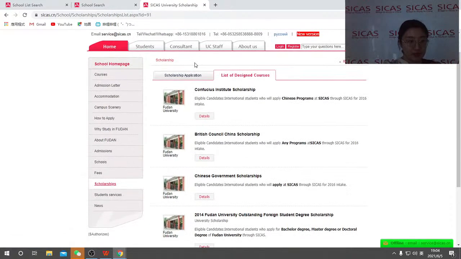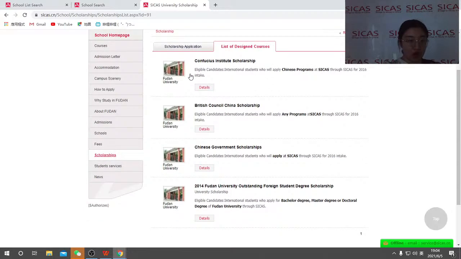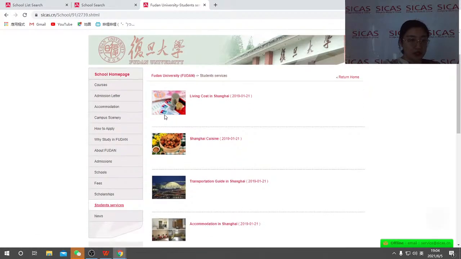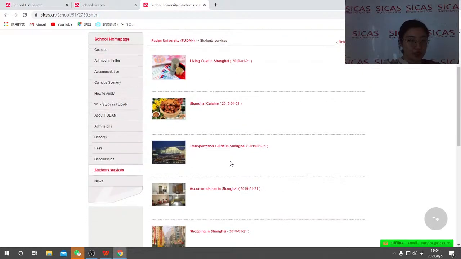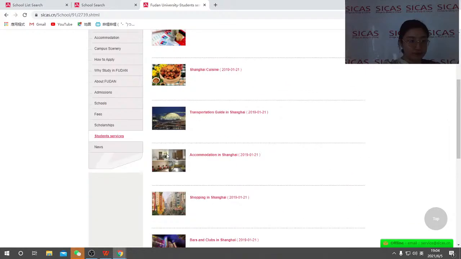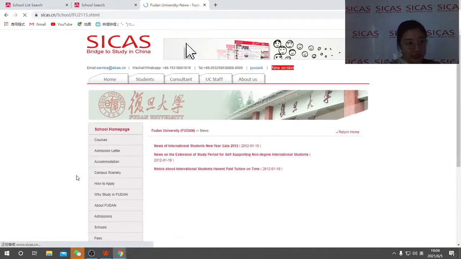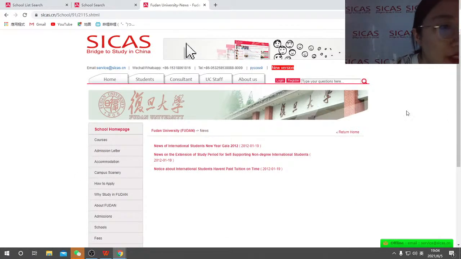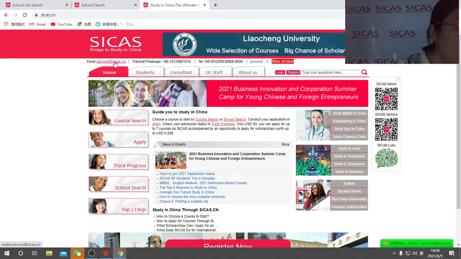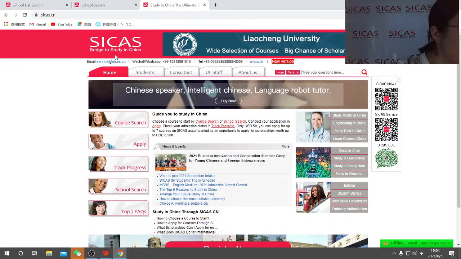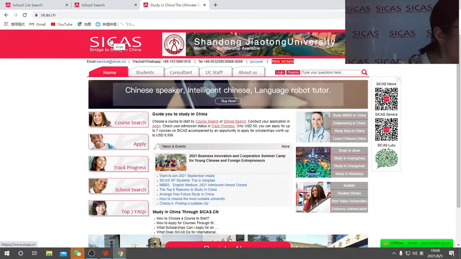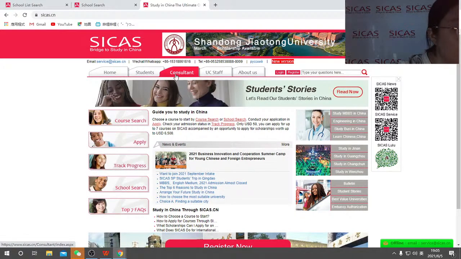And here are the scholarship opportunities, student services that Fudan University provides. Lastly, news about Fudan University. So, basically, if you just look through our website, it will give a really, really good overview about this university.